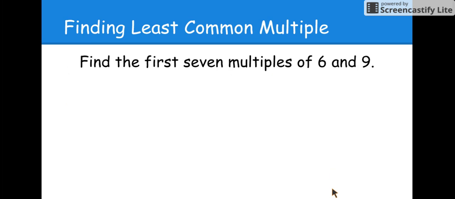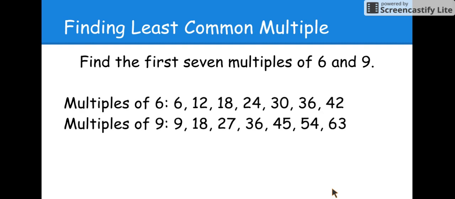Find the first 7 multiples of 6 and 9. So multiples of 6 are 6, 12, 18, 24, 30, 36, and 42. The first 7 multiples of 9 are 9, 18, 27, 36, 45, 54, and 63.